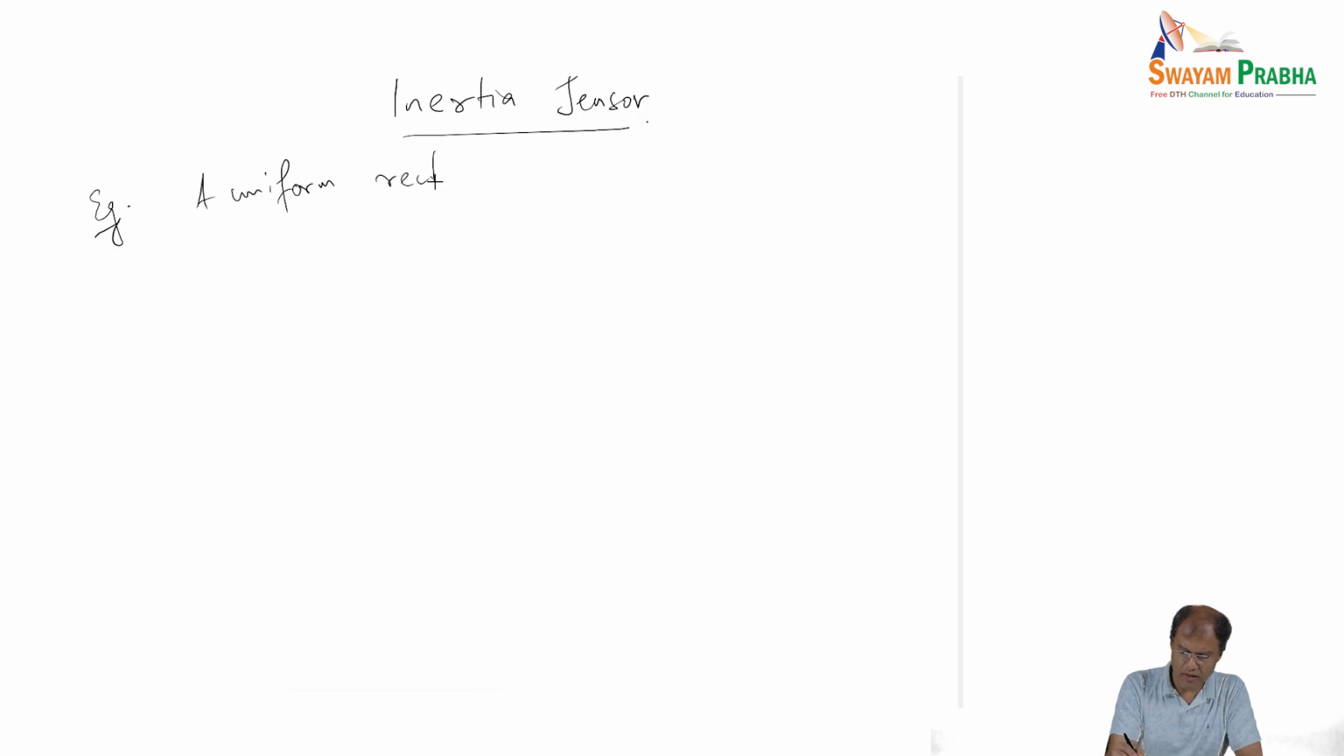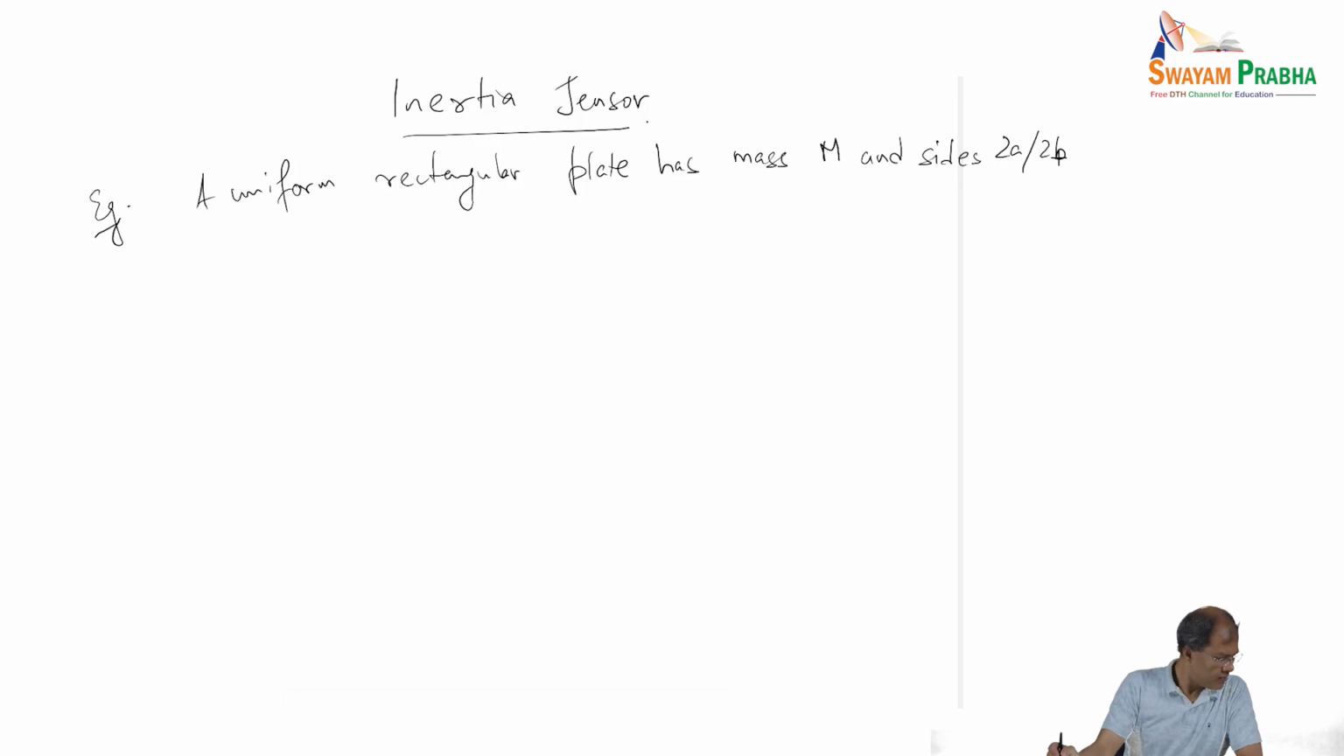The example that I have is a uniform rectangular plate of mass m and sides 2a and 2b. We need to find the inertia tensor at points G and C.